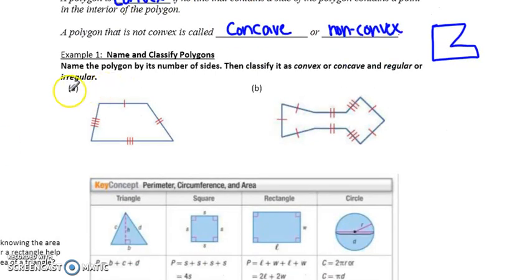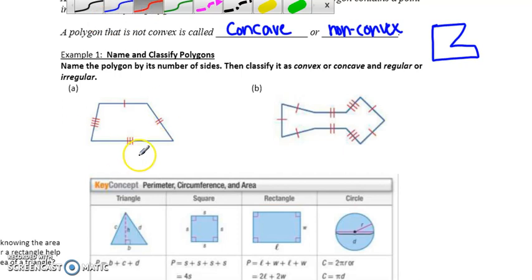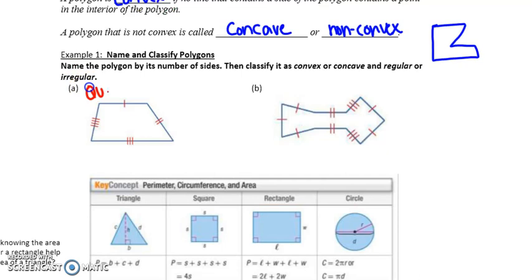On letter A, example 1 here, we're going to identify its name, and then if it's convex or concave, and then regular or irregular. For the naming, it's 4 sides, so quadrilateral. Then convex or concave: it is convex. All the points are on the outer side, nothing's caving in. And then regular or irregular: you can see that these tick marks mean they're all different side lengths, and you can see all the angles are different too. So it is irregular.